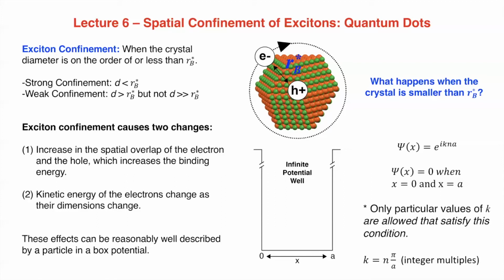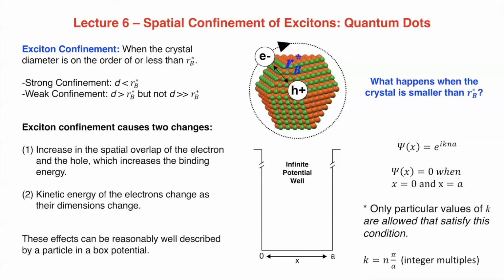All right, so confinement does a couple of things. One is it increases the spatial overlap of the electron and the hole wave functions, and this makes the two charges bind more tightly to one another. And it also changes the kinetic energies of those wave functions. Okay, so the particle in a box picture that we're going to talk about addresses the kinetic energy piece.